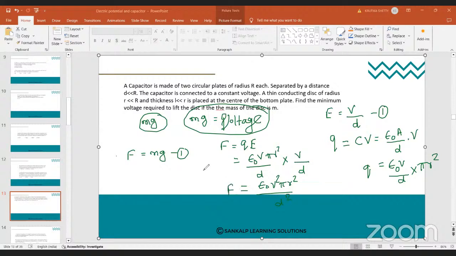This is F. So F is equal to mg, so I can substitute that. Therefore mg is equal to epsilon naught V square pi r square by d square. I require the voltage value V. So therefore V is equal to mg d square divided by epsilon naught pi r square, under root. Okay, so option C is the answer.